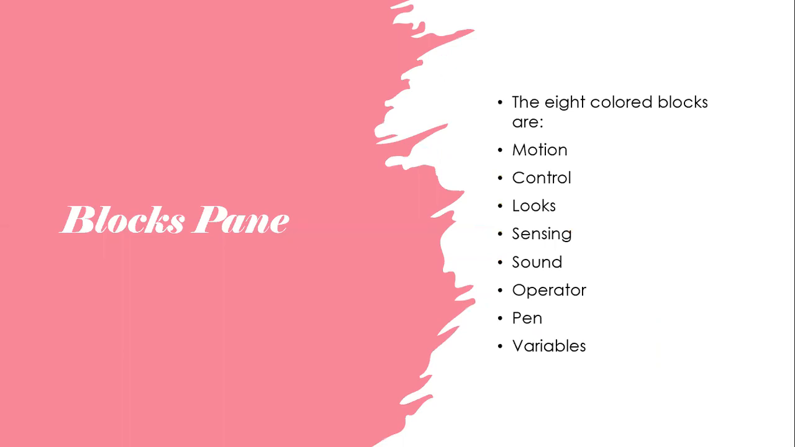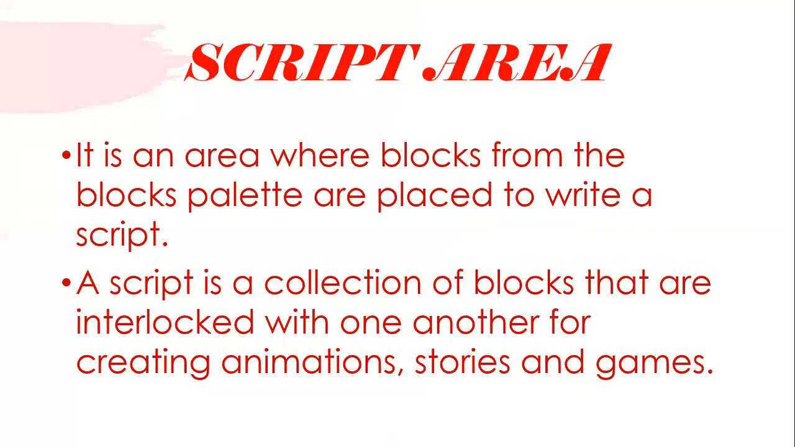Next, let us see what are those blocks. As we already discussed, there are 8 colored blocks. What are they? Motion, control, looks, sensing, sound, operator, pen, and variables. I repeat them again, children. Please remember them. These are the most important things to be remembered. Motion, control, looks, sensing, sound, operator, pen, and variables.